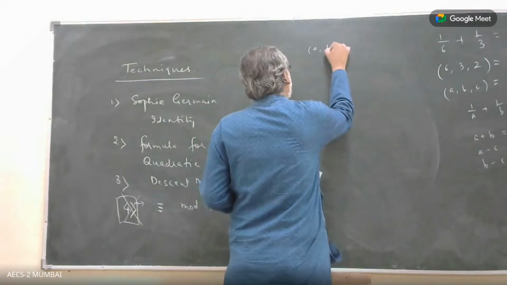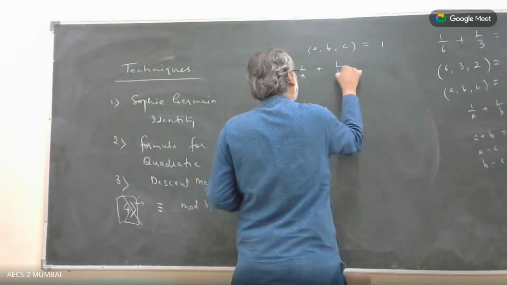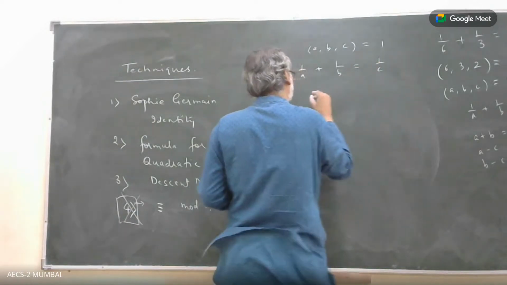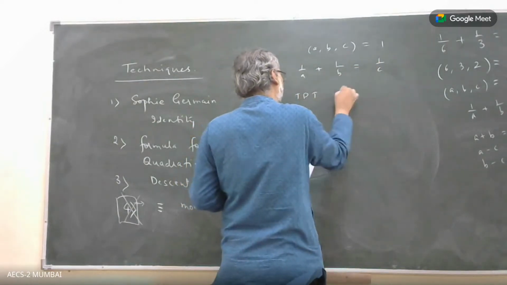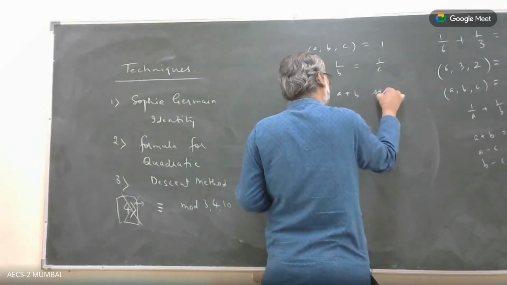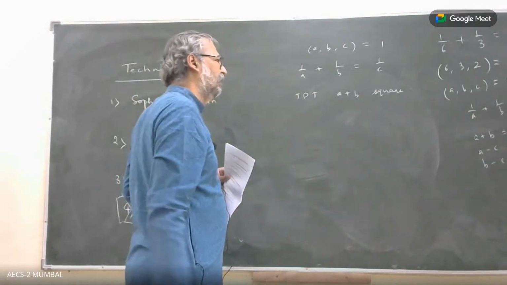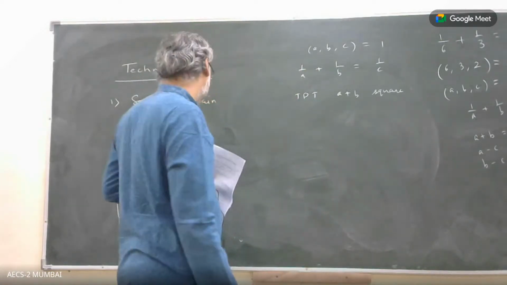There is no common factor between A, B, C. Prove that A plus B is square. First let's show A plus B is square, and then immediately we get A minus C, B minus C are also square.